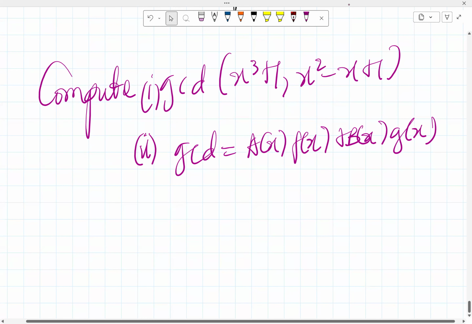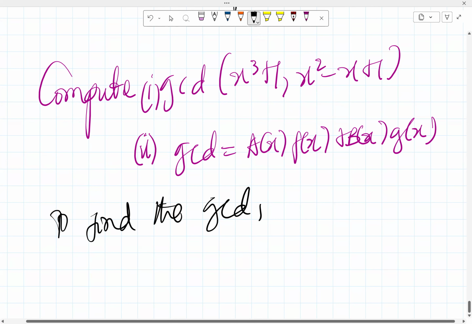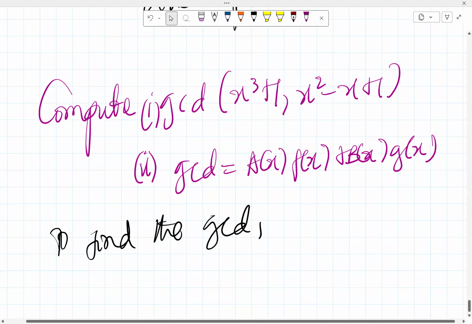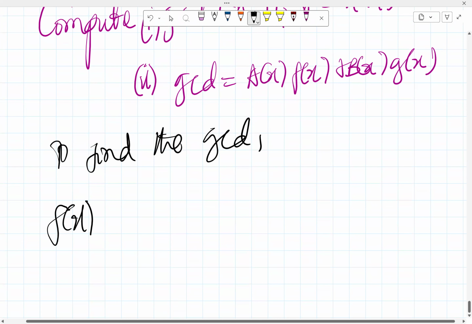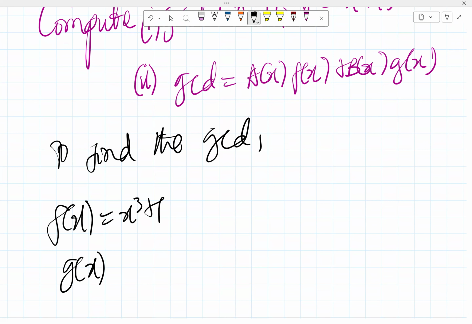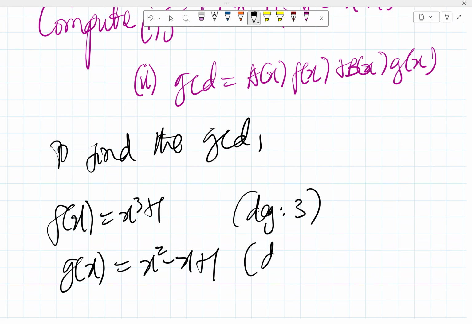And what do we do? The first thing is to find the GCD. To find the GCD, we divide. So let's say f of x is x cubed plus 1, so I can easily refer to them using their names. Then g of x is x squared minus x plus 1. So the degree of f is 3, and the degree of g is 2.